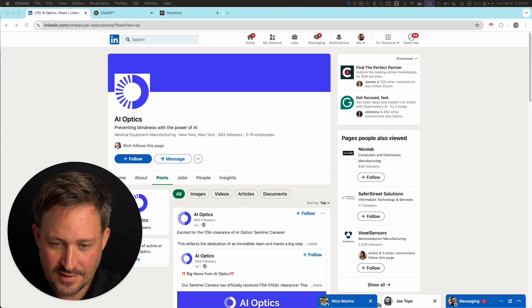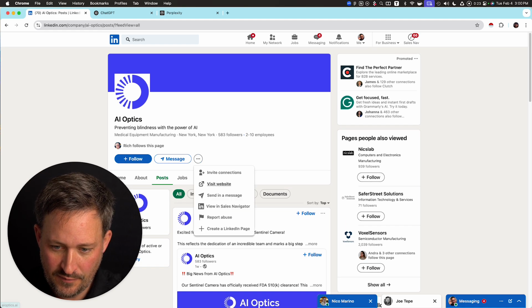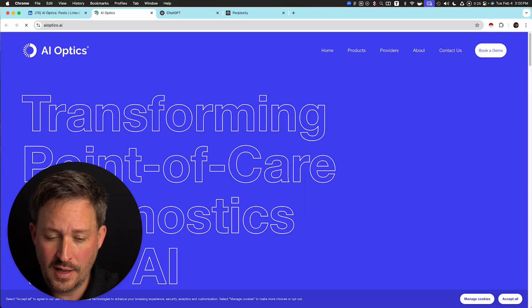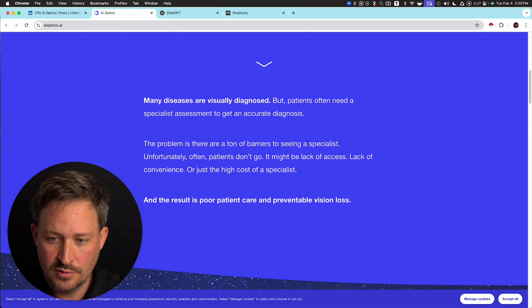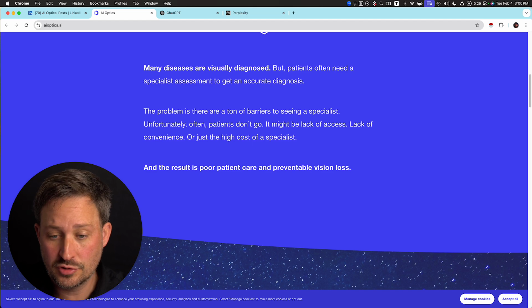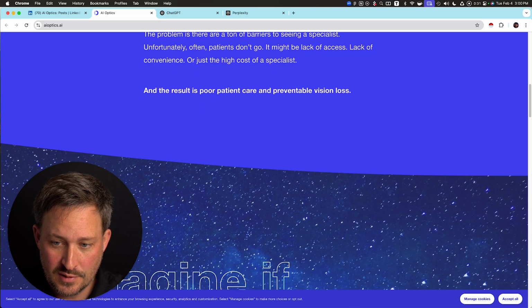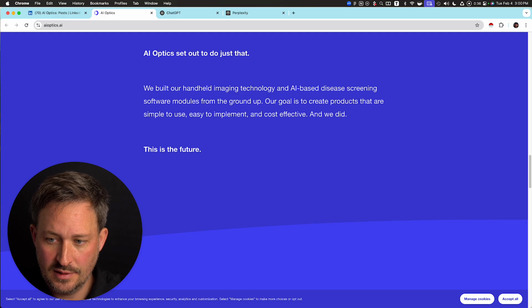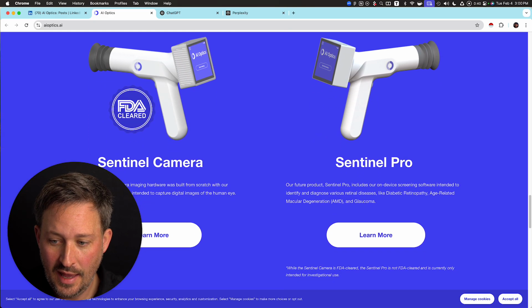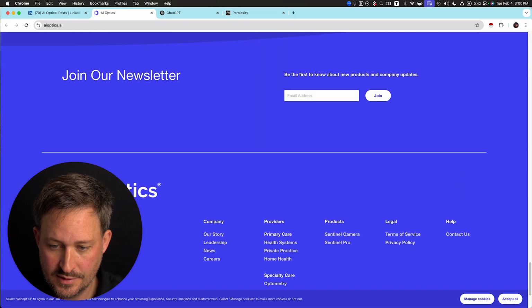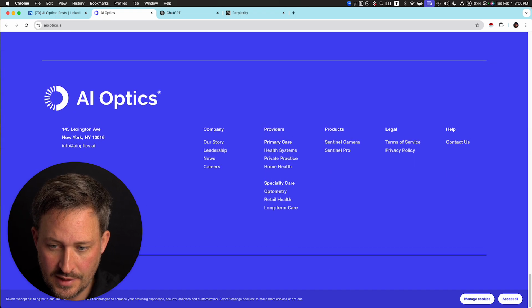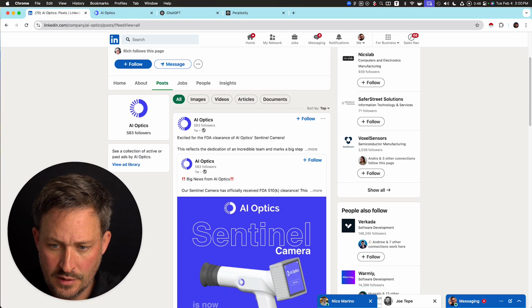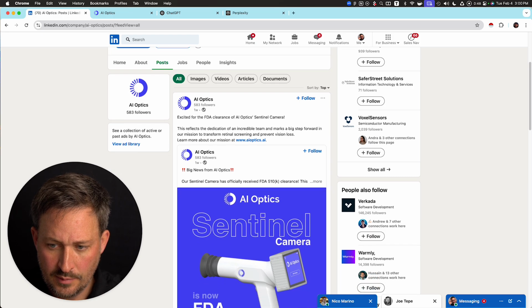So we're going to take this company that my friend Rich is a big fan of, and with no other context, we're going to basically build the whole strategy for them and even give them some leads. So this company basically is for disease screening for eyes, and they sell to doctors' offices. And they just got FDA approval. So great, incredible team, big step forward.